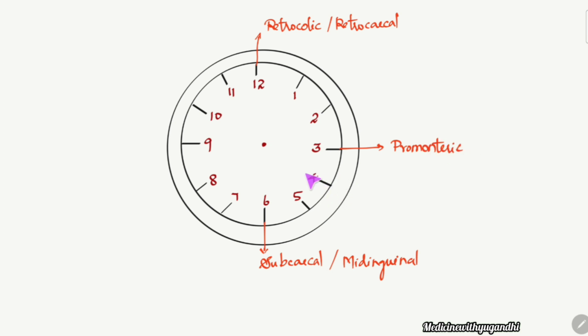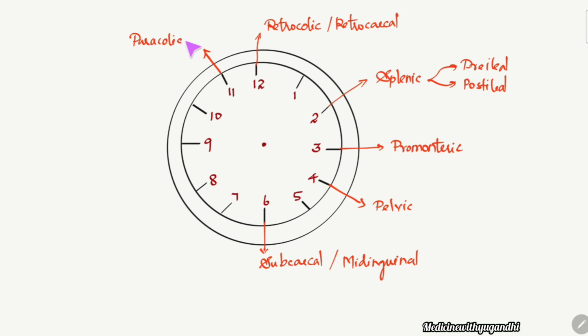Then the 4 o'clock position points towards the pelvis and hence it is called the pelvic position. Then 2 o'clock points towards the spleen, so it is also called the splenic position, and it comprises, again based on the position of the appendix with respect to the ileum, the pre-ileal and the post-ileal. Then coming to the next position, it passes towards the right and behind the cecum, and it is called the paracolic position.